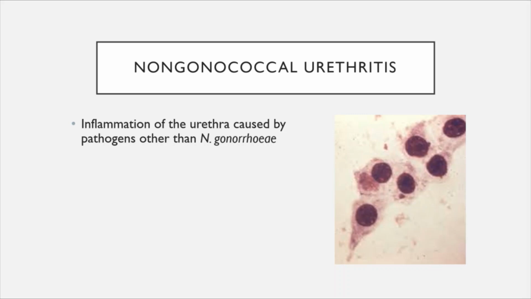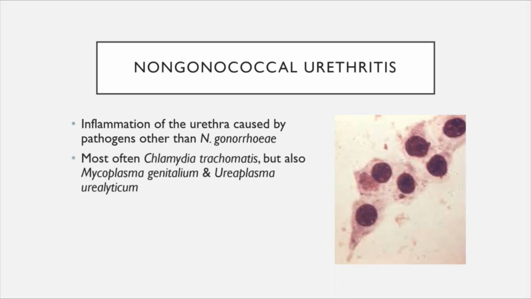So the most common causes of this infection include Chlamydia trachomatis, which we've seen before, but also less commonly Mycoplasma genitalium and Ureaplasma urealyticum. Just another note on that, the most common pathogen, chlamydia, is not only the most common cause of non-gonococcal urethritis, but it's the most common sexually transmitted infection in the United States, period. And one reason why is because it is often unrecognized.